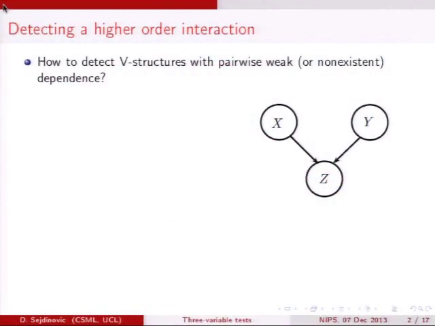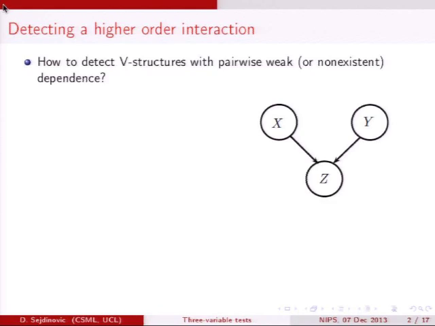Thank you. So I will be talking about a nonparametric hypothesis test for three-variable interaction, which is based on embeddings of probability measures into reproducing kernel Hilbert spaces. So let us start with a simple motivating problem.